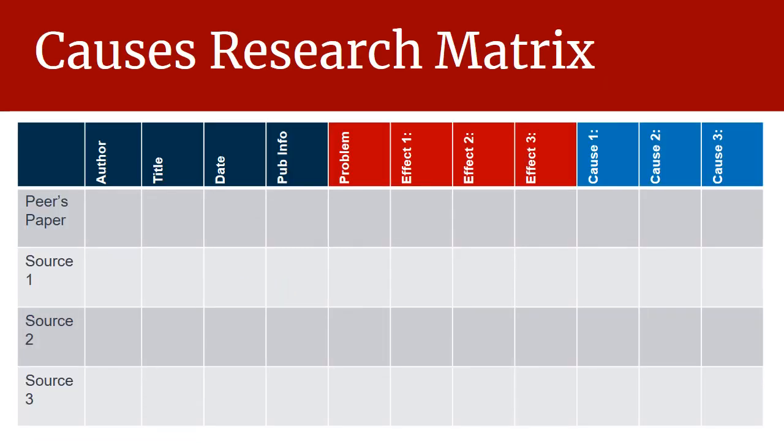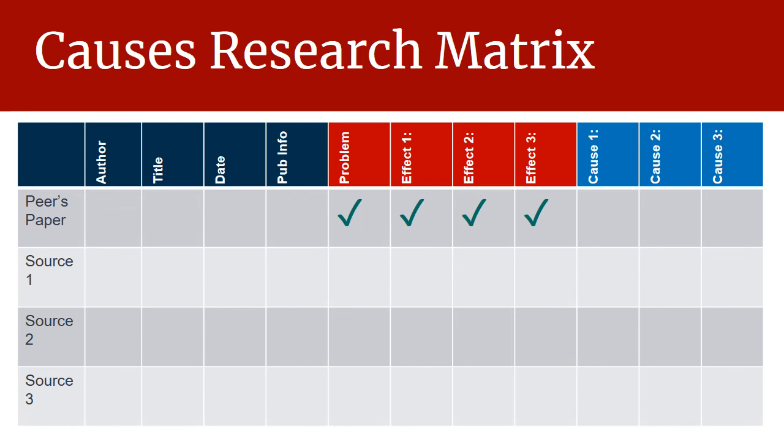So our main goal this week is to create a causes research matrix. This is similar to the problem research matrix that you did 2 weeks ago. The difference is last time we only required you to have 3 sources. This time you're going to need to have at least 4. One of those sources will be a peer's or a classmate's paper.